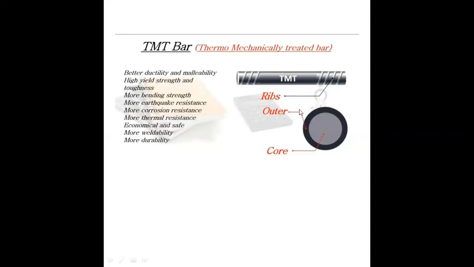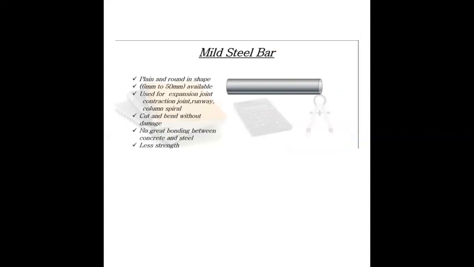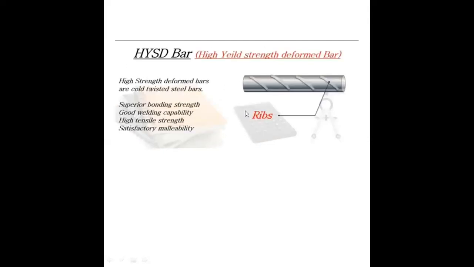Now let's discuss mild steel bar. Mild steel bar is plain and round in shape. It is available from 6 mm to 50 mm and is used for expansion joints, contraction joints, runways, columns, and spirals. It can be cut and bent without damage. There is no great bonding between concrete and steel, and it has less strength.